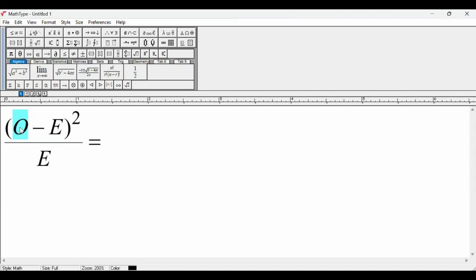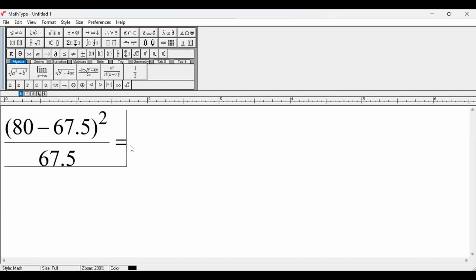The first cell. What is the observed value? 80. So type 80 minus what was the expected value for the first cell? 67.5. Then you close the bracket, then you square. Then you move your cursor to the denominator, then divided by the expected value, which is 67.5. Then strike equal to and give me the answer on your calculator. So you take the observed minus the expected, squared, divided by the expected. Give me the answer to 3 decimal places.